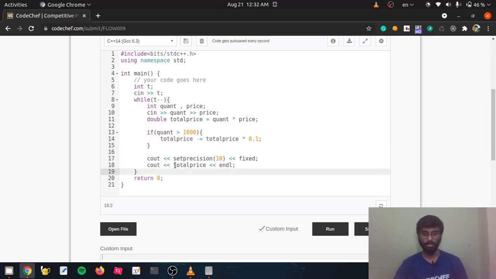Now before printing out the total price, setting the precision is important here, as the output required is in decimal format. By writing the fixed keyword, we are denoting that even if the total price is a whole number, we still need to output our total price in decimal format.